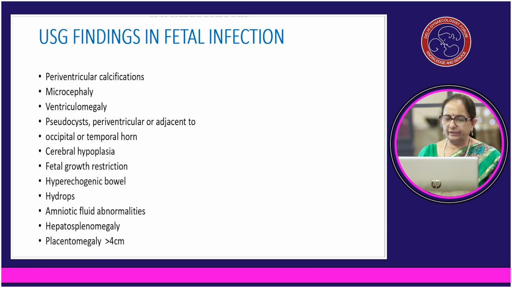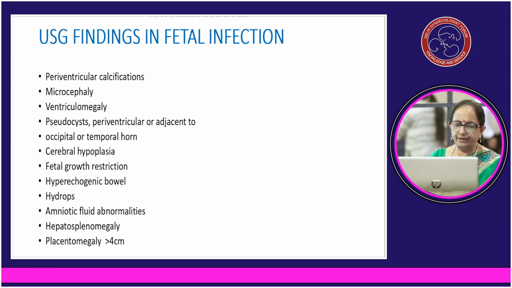Ultrasound findings when the fetus is infected: we can see either periventricular calcifications, microcephaly, ventriculomegaly, pseudocysts in the periventricular area or adjacent to occipital or temporal horn, cerebral hypoplasia, fetal growth restriction, hypoechogenic bowel, hyperechogenic bowel, hydrops, amniotic fluid abnormalities, hepatosplenomegaly and placentomegaly.